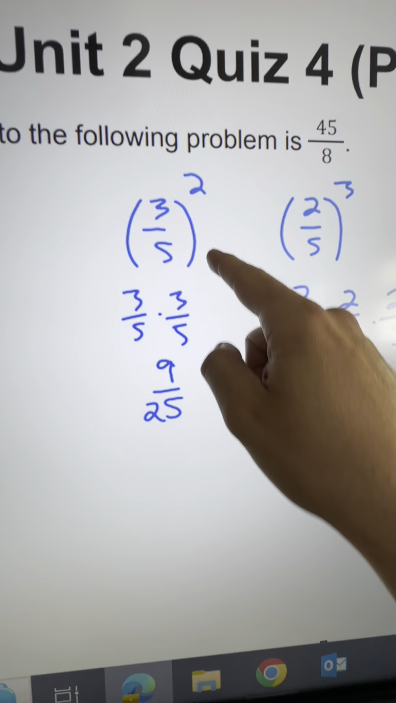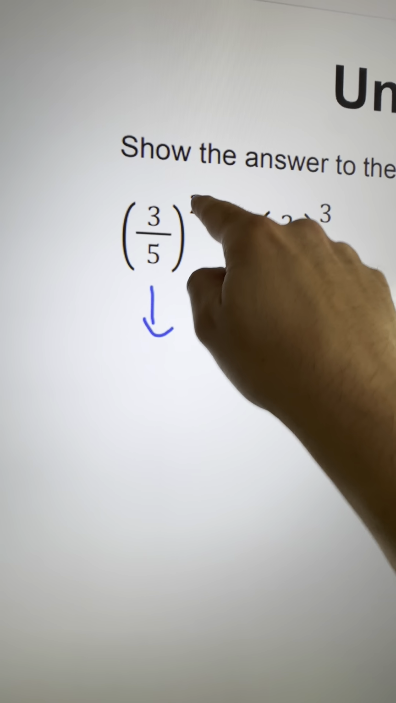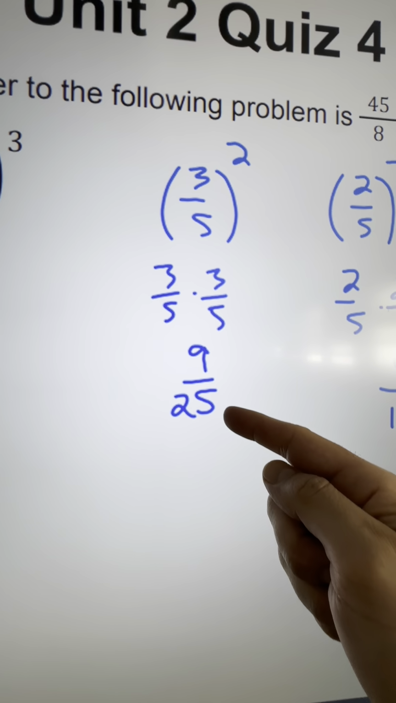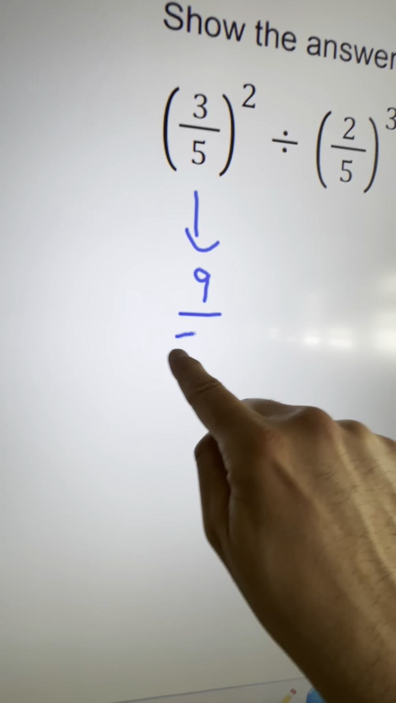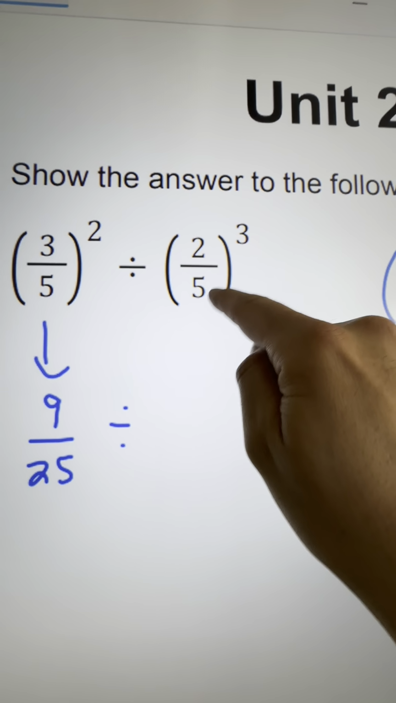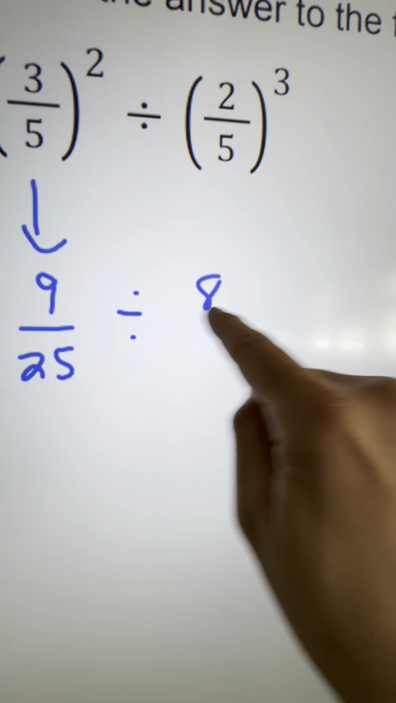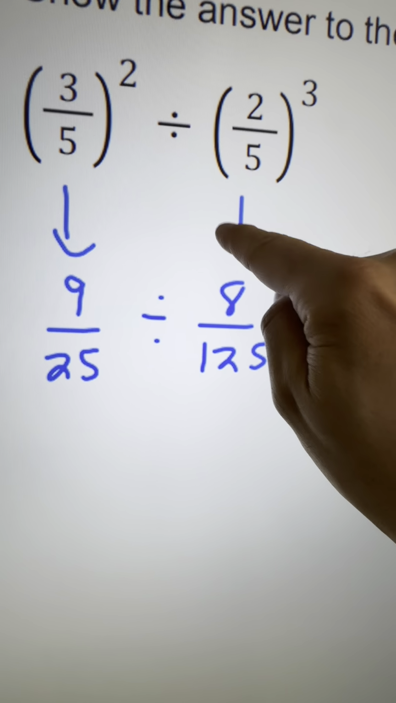And then once I get my answer to it, I'll take the final answer and put it over here. So 3/5 to the second power, when I did all the work, I got 9/25. Bring down my division sign. And then same thing here, 2/5 to the third power. You can see that gives me 8 over 125. So that was my next step.